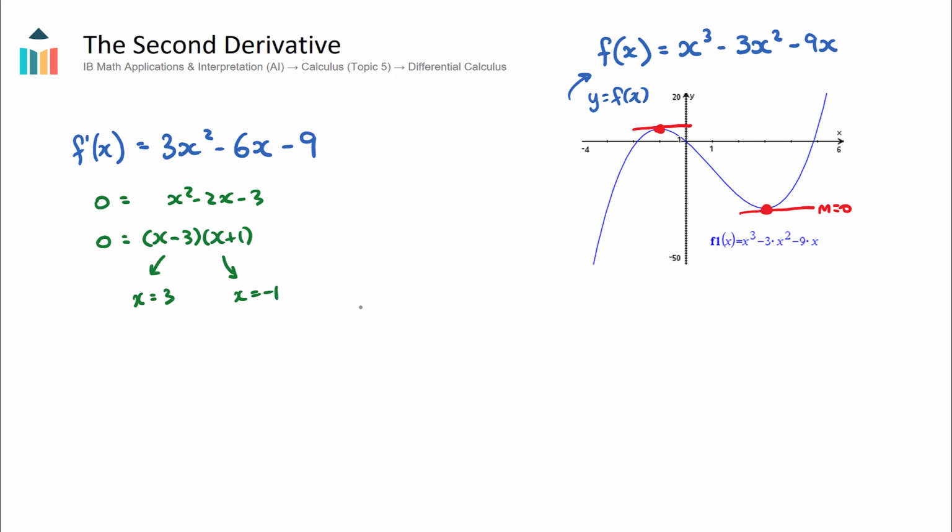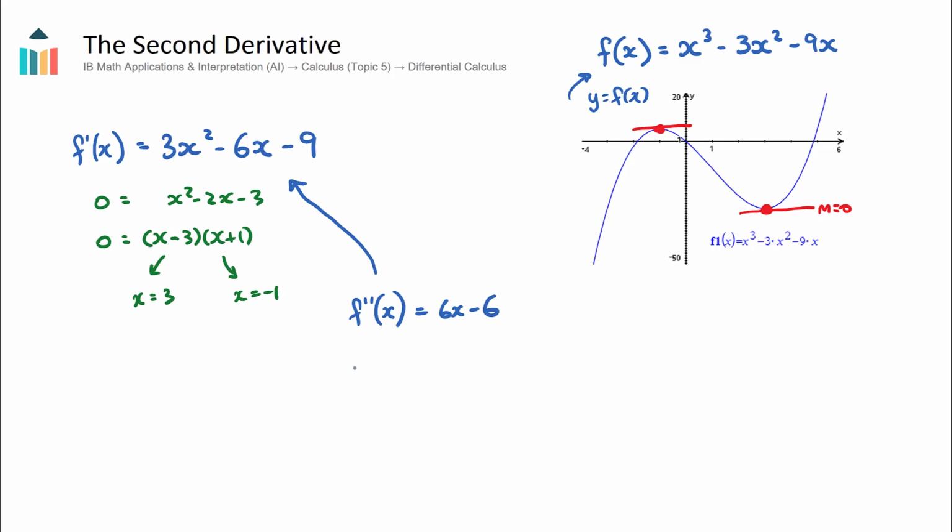I know that the second derivative will just be the derivative of this up here. This will be 6x minus 6. And what we can do is substitute these x coordinates into the double derivative. And let's see what we get.